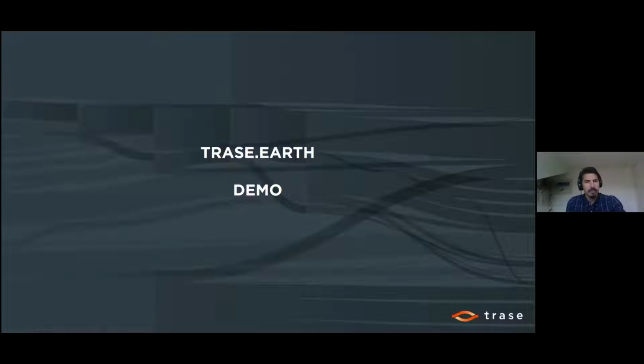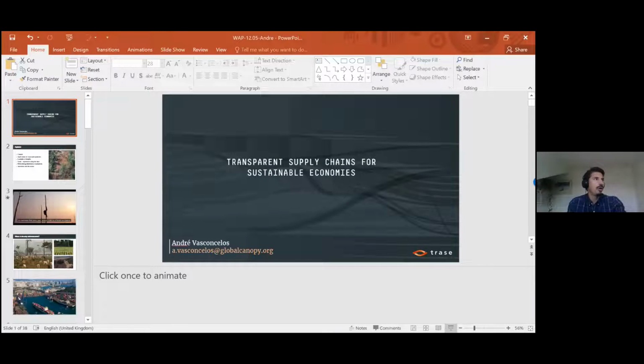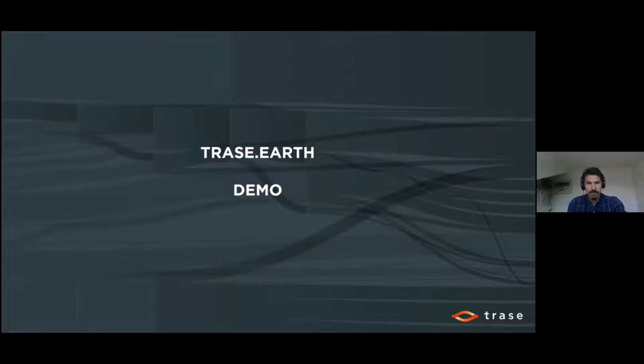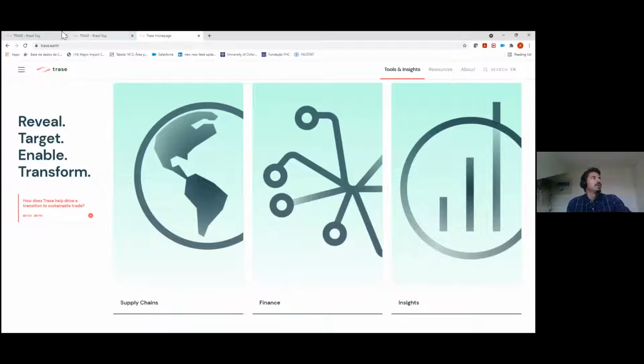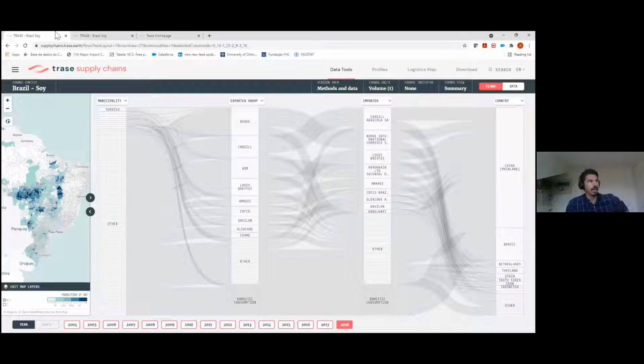So I will just move to a quick demonstration of the platform that we have online. Great. So we have, as I mentioned before, Trase.earth. It's a platform online which is freely available for everyone. One of the main features of the platform is this map, the supply chain map. Here we are looking at all the soy exports from Brazil to all around the world. We are seeing all the municipalities. Municipalities, for those who are not familiar, are the smallest administrative unit in Brazil.